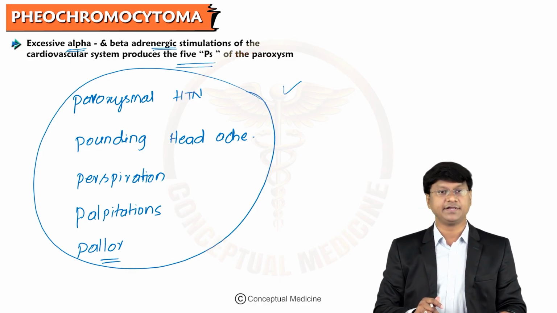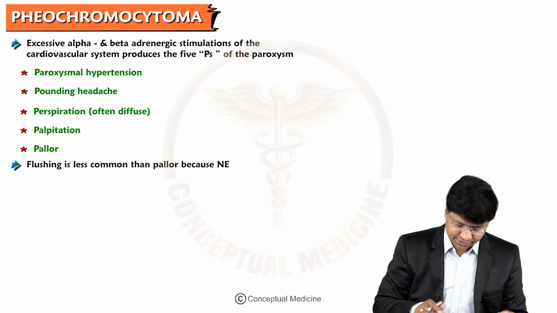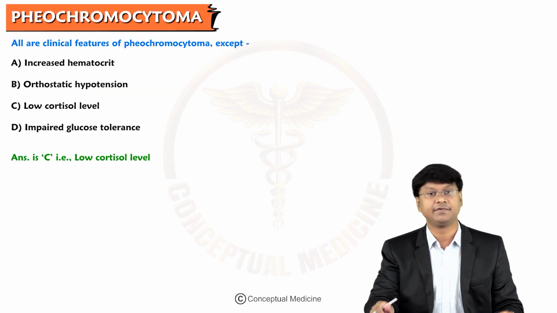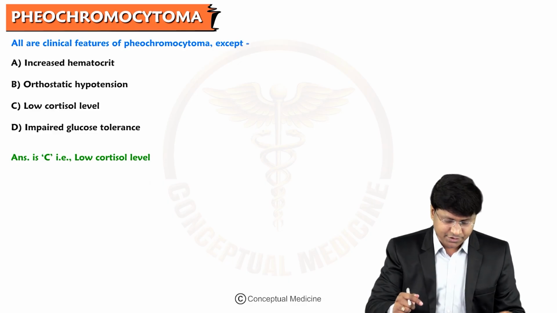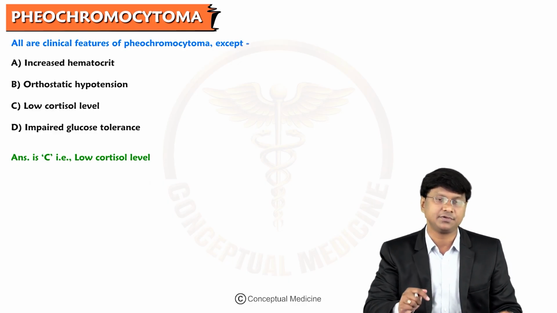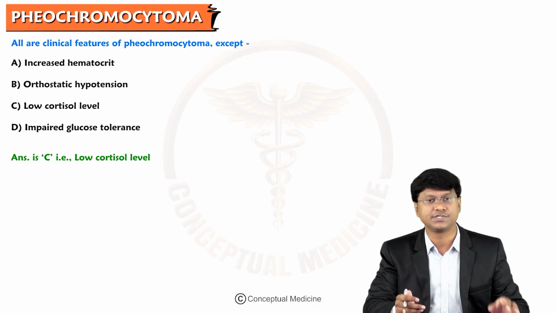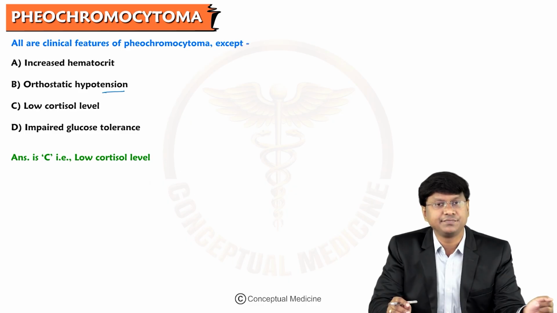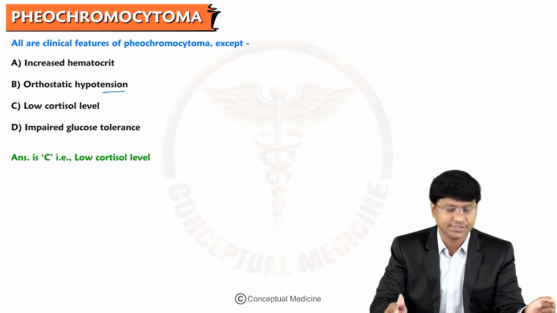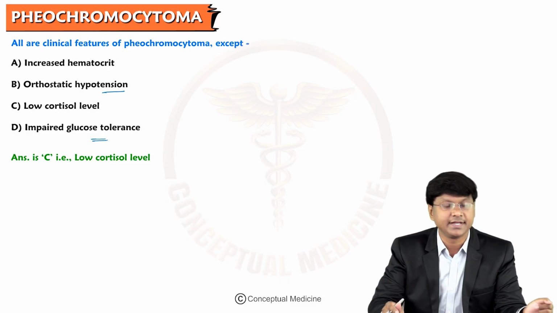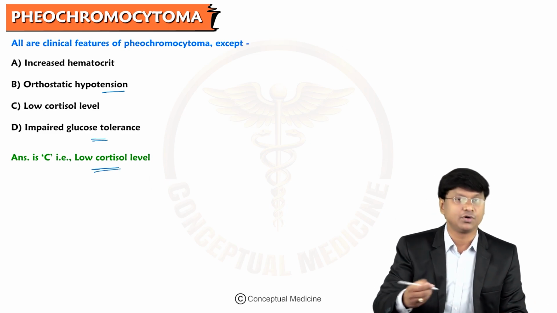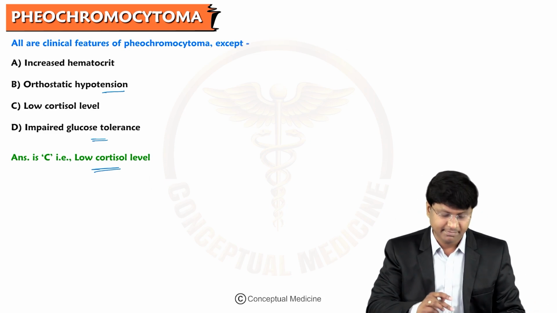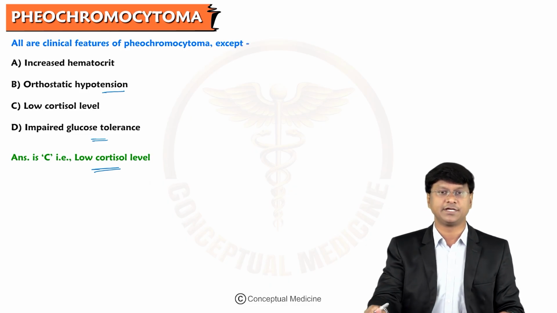Now, going back to the question we were discussing initially on clinical features: all are clinical features of pheochromocytoma except one. Increased hematocrit will be there, because of very severe vasoconstriction and a decrease in plasma volume. Orthostatic hypotension will be there, due to blunting of the sympathetic reflexes, and impaired glucose tolerance will be there because of the anti-insulin action and increased glycogenolysis. But low cortisol is the feature of Addison's disease, not of pheochromocytoma.